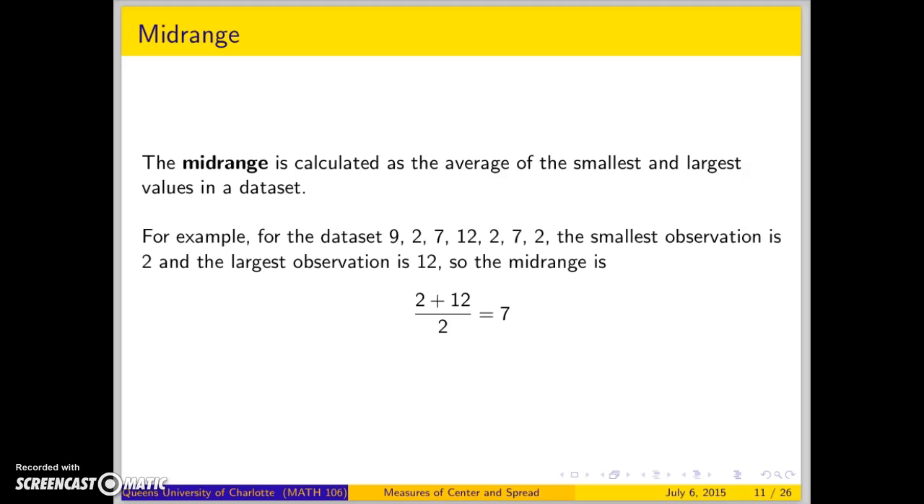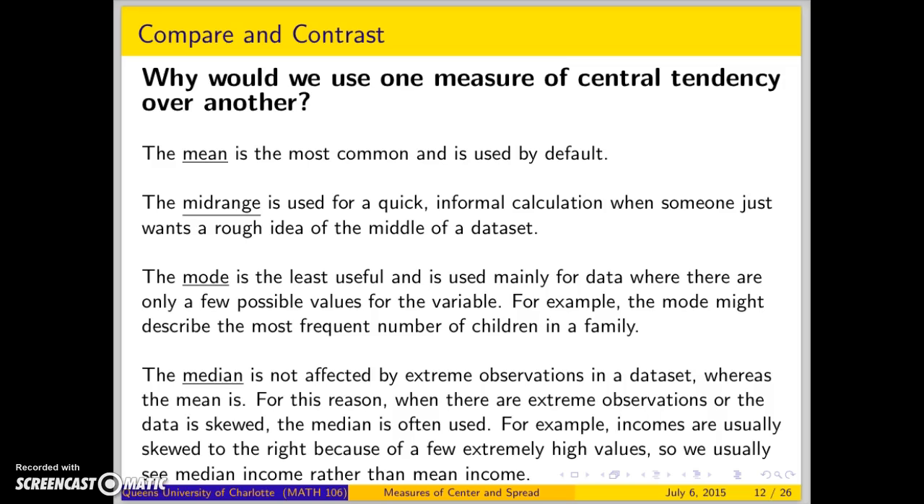And then mid-range. Mid-range is just calculated as averaging the smallest observation and the largest observation in the data set. For example, if we pick the smallest, which is 2 out of this data set, and the largest, which is 12, and then we add them up, so 2 plus 12 is 14, divided by 2, we get the mid-range to be 7.